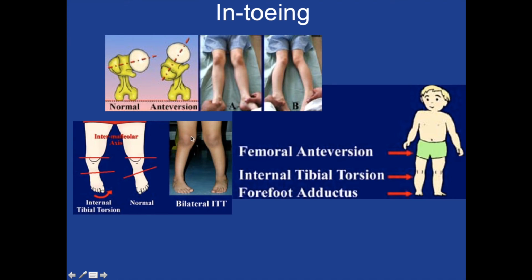One of the ways to differentiate these two is by looking at the patella, and you can see here that both patella are pointed in because the femur itself is internally rotated, whereas in tibial torsion the lower leg is internally rotated and the patella is pointing out. So patella pointing out, tibial torsion; patellae pointing toward each other, femoral anteversion.